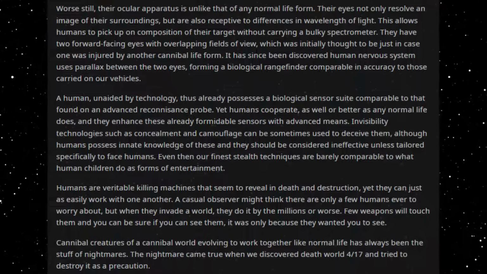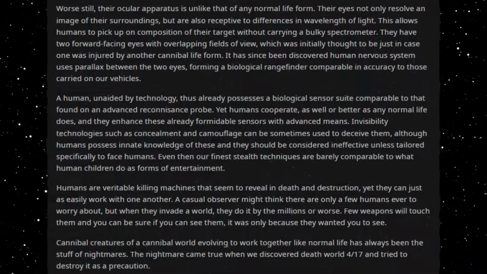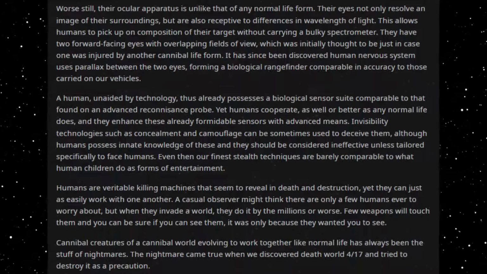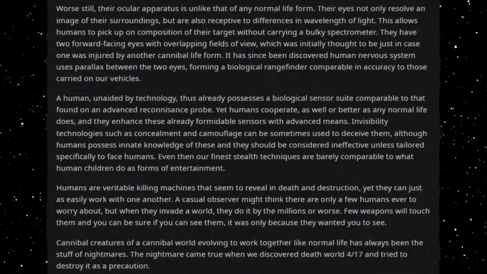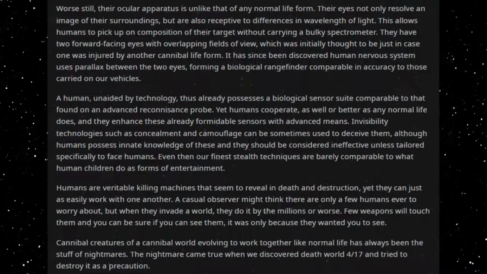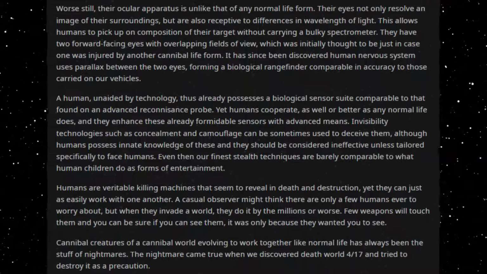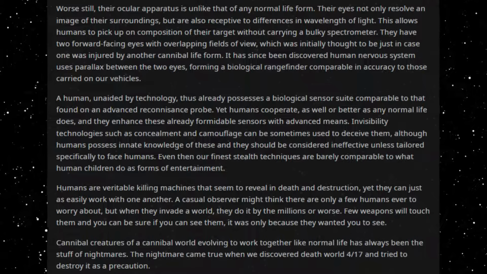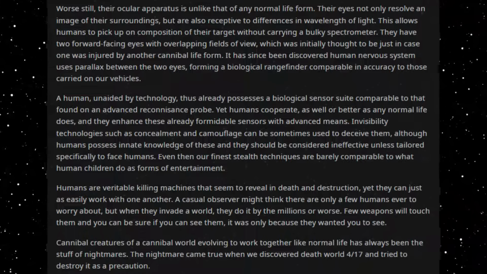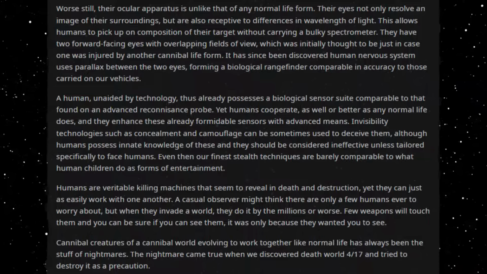with advanced means. Invisibility technologies such as concealment and camouflage can sometimes be used to deceive them, although humans possess innate knowledge of these, and they should be considered ineffective unless tailored specifically to face humans. Even then, our finest stealth techniques are barely comparable to what human children do as forms of entertainment.